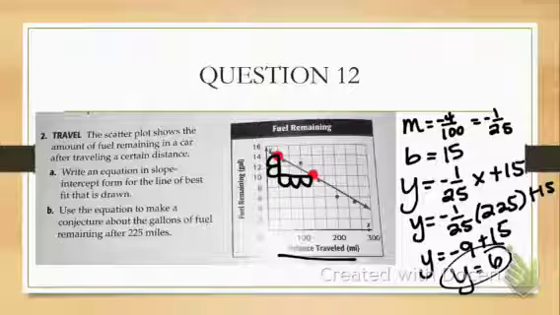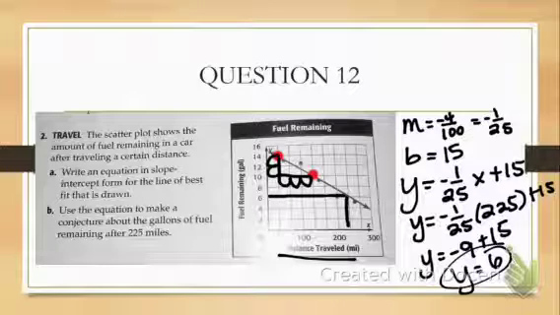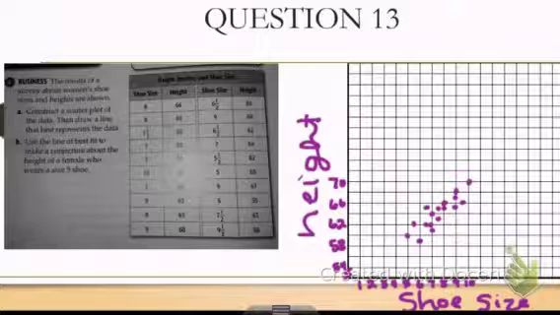Again, we can check this using our graph because our graph does cover 225 miles. So at about 225 miles, we have about 6 gallons remaining. This is a reasonable answer. In our next question, we're asked to compare the height and shoe size of women.